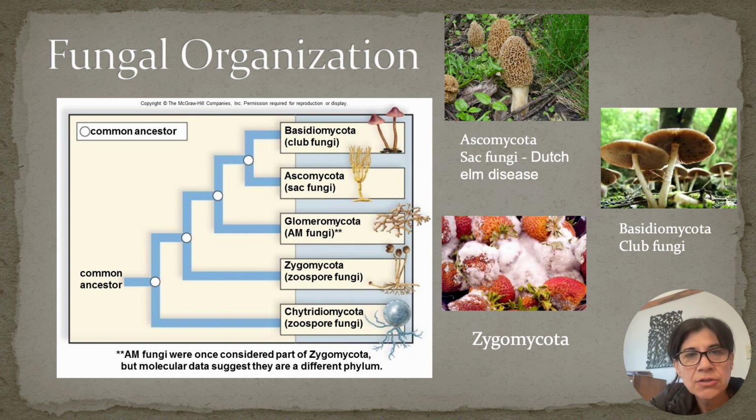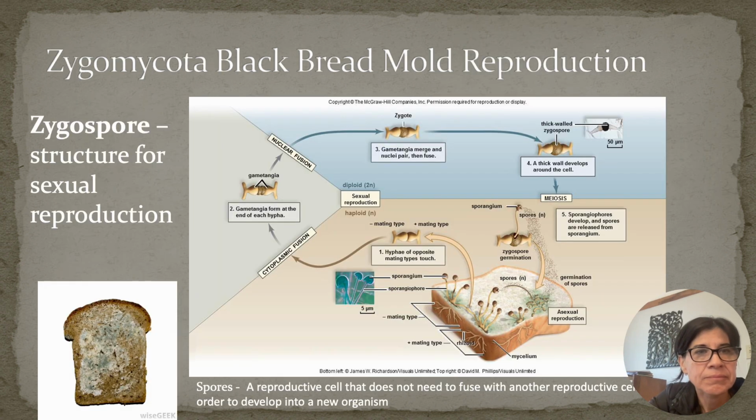And then the Ascomycota are also called sac fungi. If anyone's heard of hunting for morel mushrooms, that's what these are. But they're a little different than just your typical mushrooms. You can see they look slightly different. There are also a lot of parasitic ones that cause plant diseases like Dutch elm disease.